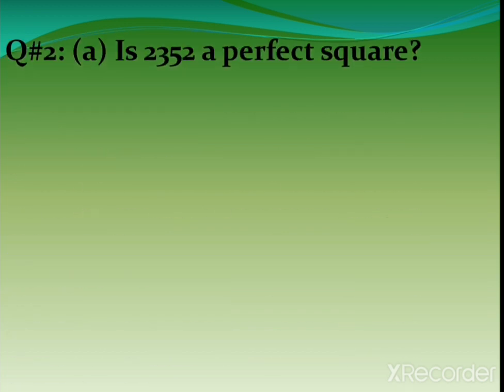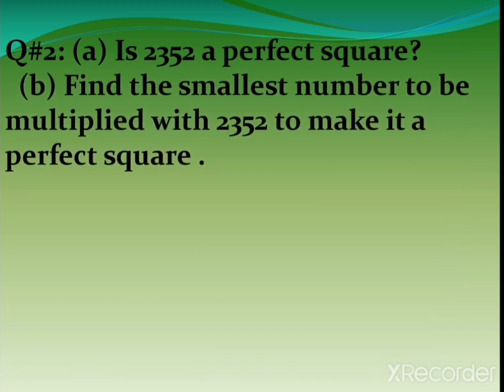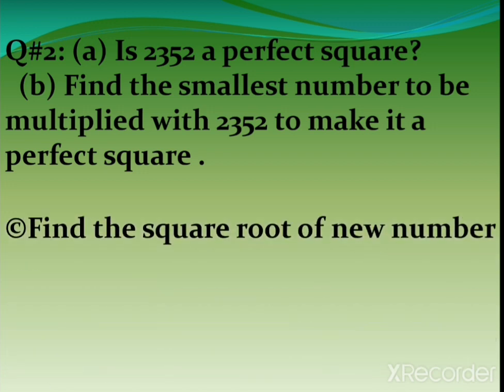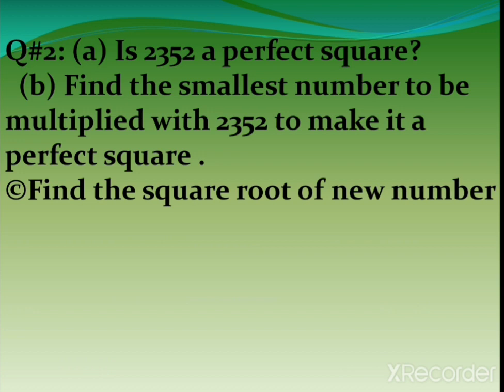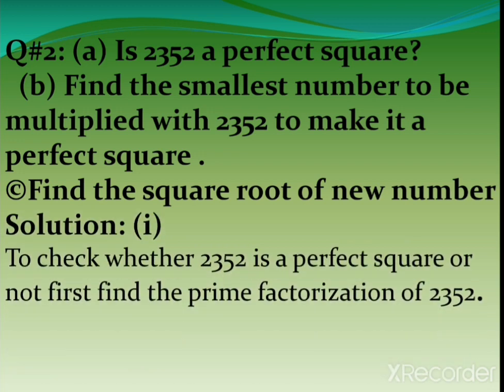Now another question. My question first says, is 2×2×3×7×7×2 a perfect square or not? Second, find the smallest number to be multiplied with this to make it a perfect square. The last one, the new number which you're going to get, see whether it's a perfect square or not. So how are you going to solve it?